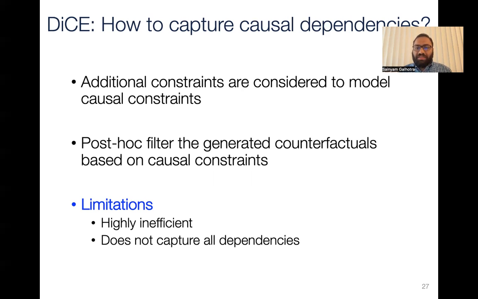So in this way, this technique is able to capture causal constraints, but it does not capture any general dependencies between attributes. Additionally, this approach is highly inefficient as it may have to run the optimization problem multiple times to ensure that the generated outcome is causally consistent.